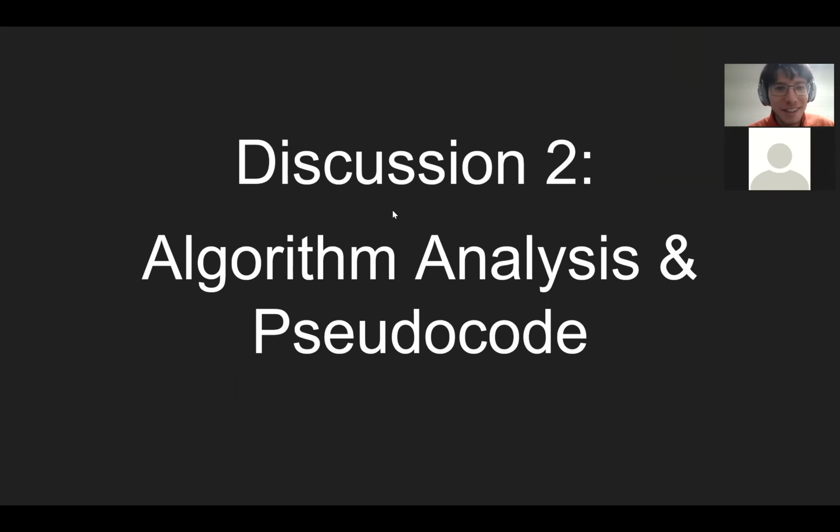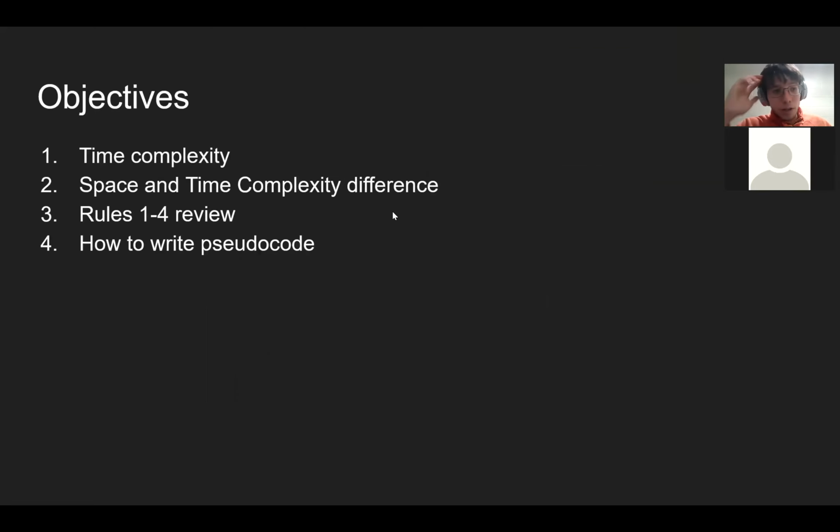So let's dive in. Our objectives for today are to talk about time complexity and space complexity, and what the difference between them is. Then we're going to have a couple of rules on how we decide what the time and space complexity are. And then we're going to talk about how to write pseudocode.